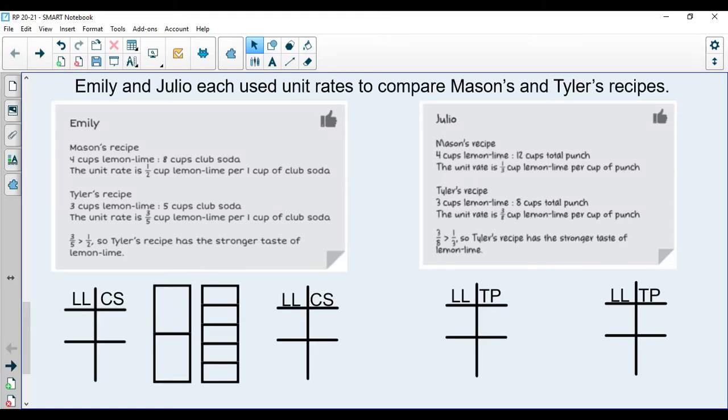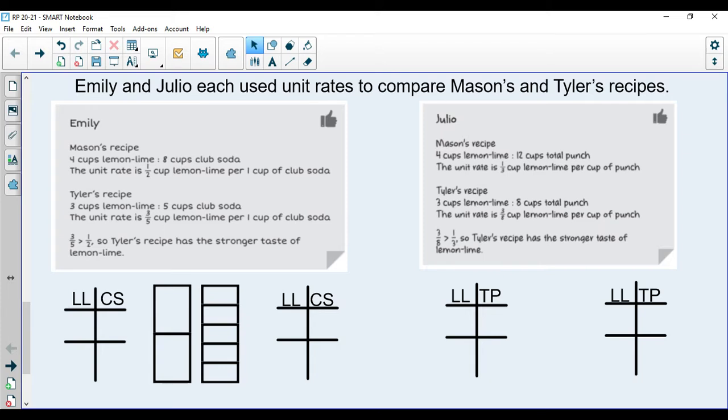Emily and Julio were given the same task that you were given in the intro to this lesson. They had to determine whose punch was the lemon limiest. So they knew that you could use unit rates to compare different values, and so that's what they decided to do. They did unit rates to compare Mason and Tyler's to find out who was the most lemon lime flavored.